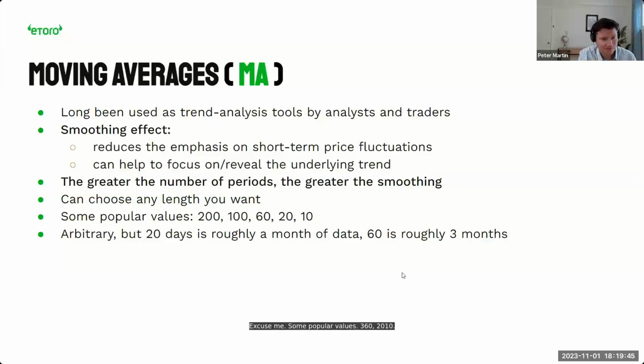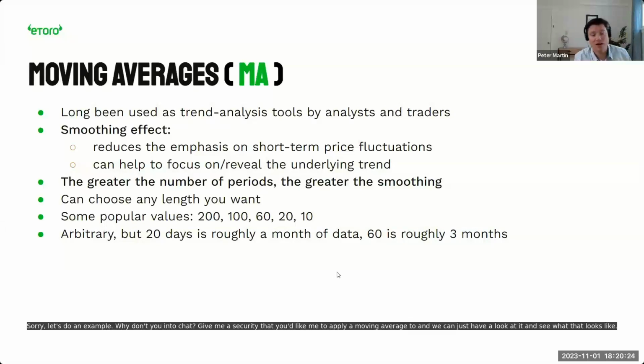Some popular values are 200, 100, 60, 20, 10. It's effectively a little bit arbitrary. You can choose whatever you want. But if we are talking about daily charts, then a 20-day moving average is roughly a month's worth of data. The 60-day moving average is roughly 3 months' worth of data, which we can see incorporated all at once onto the same chart.